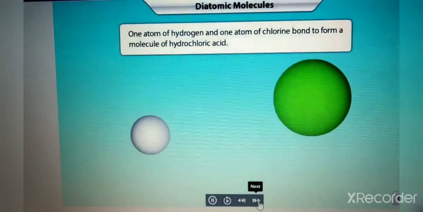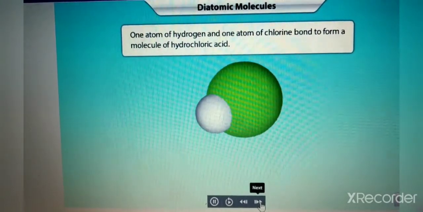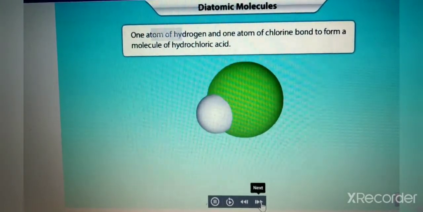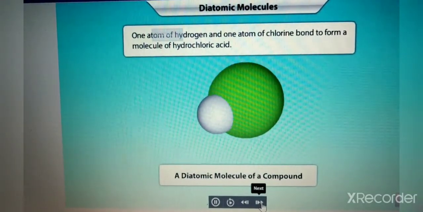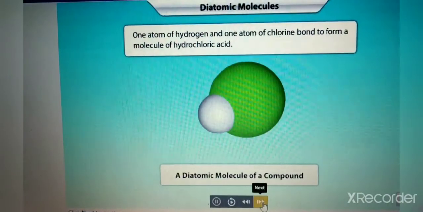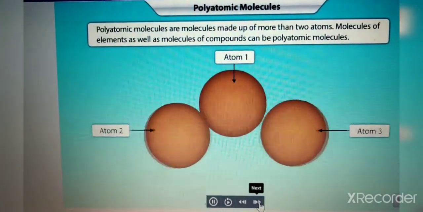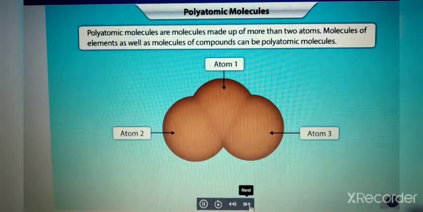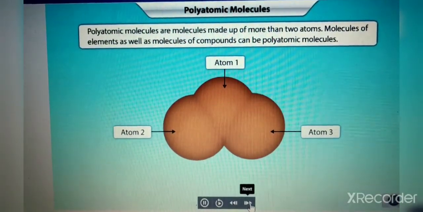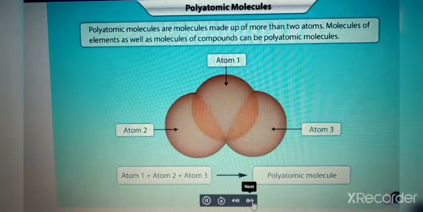1 atom of hydrogen and 1 atom of chlorine bond to form a molecule of hydrochloric acid. Thus, we have a diatomic molecule of a compound. Polyatomic molecules are molecules made up of more than 2 atoms. Molecules of elements as well as molecules of compounds can be polyatomic molecules.